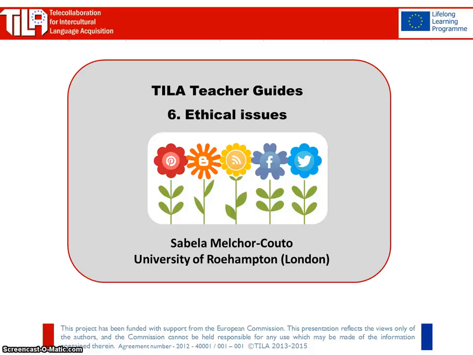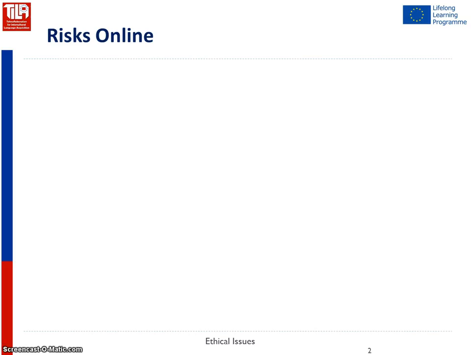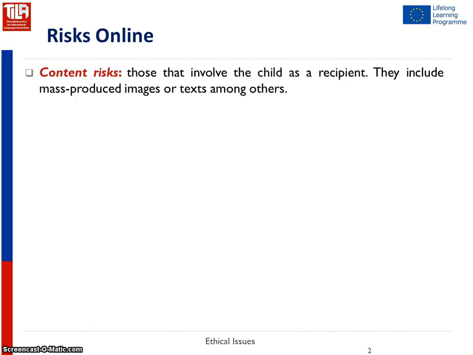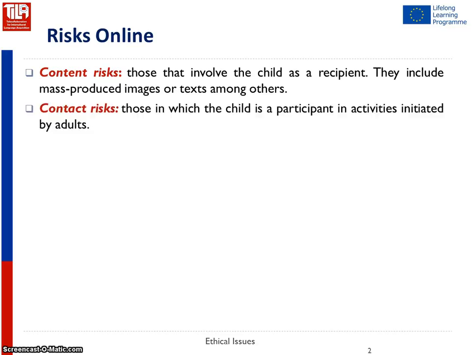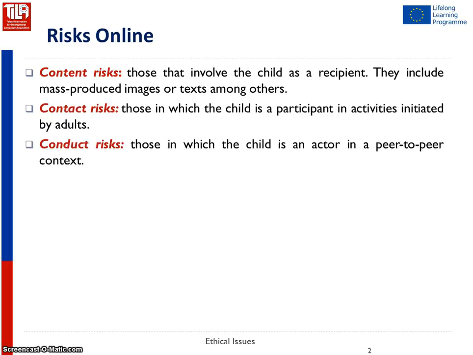This is Unit 6, which deals with ethical issues that may arise when your students are online. Let's start by describing the different risks that may arise. They're usually divided up into three categories. The first one being content risks, so those that involve the child as a recipient. Contact risks refer to the students being contacted by an adult. And finally, conduct risks refer to those in which the child is an actor in a peer-to-peer context.